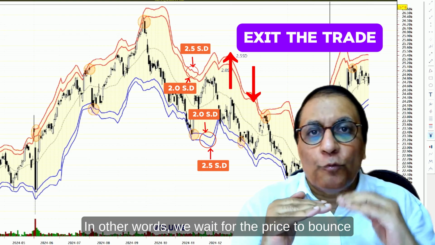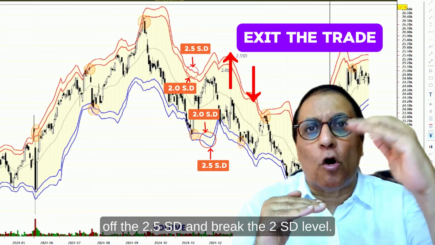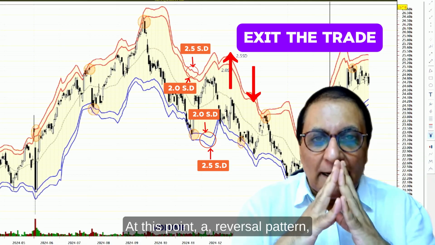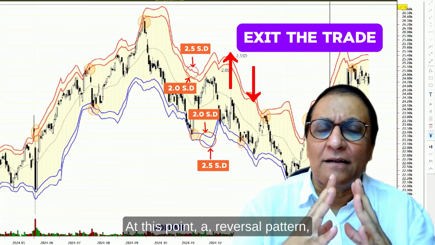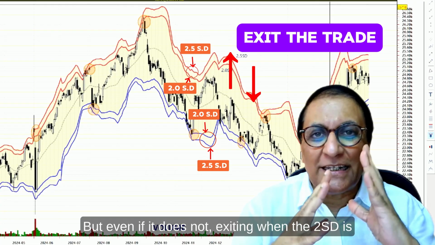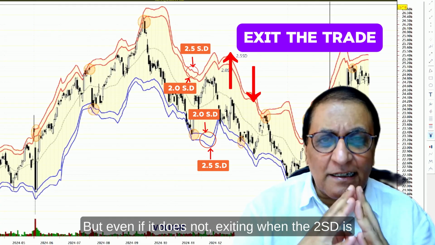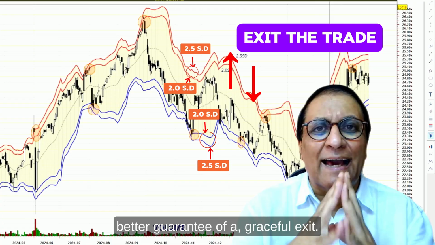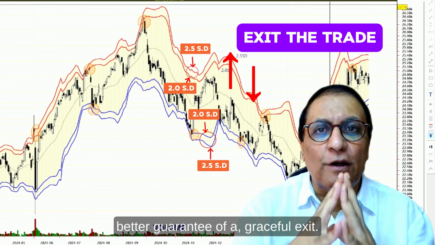In other words, we wait for the price to bounce off the 2.5 SD and break the 2 SD level. At this point, a reversal pattern like a candlestick reversal or a gap should preferably appear. But even if it does not, exiting when the 2 SD is broken on the downside will give you a much better guarantee of a graceful exit.